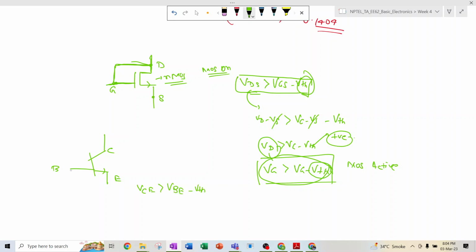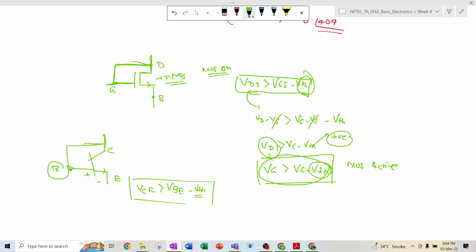That means if we are applying some voltage at the base terminal, and if it is greater than this VTH, this threshold voltage, then this will be turned on. That means it will act in the active region.